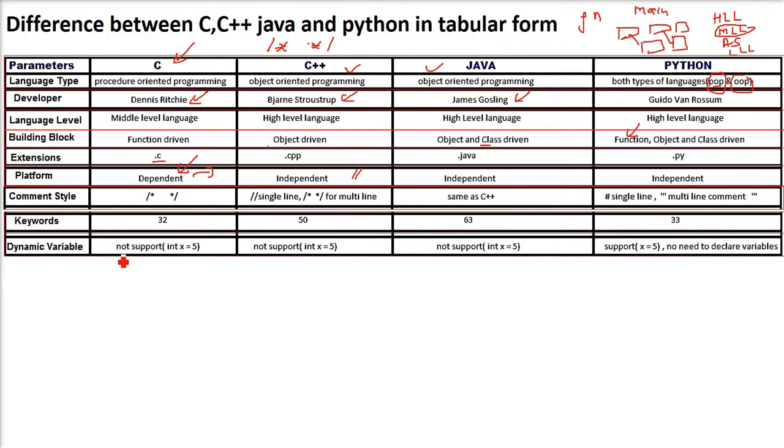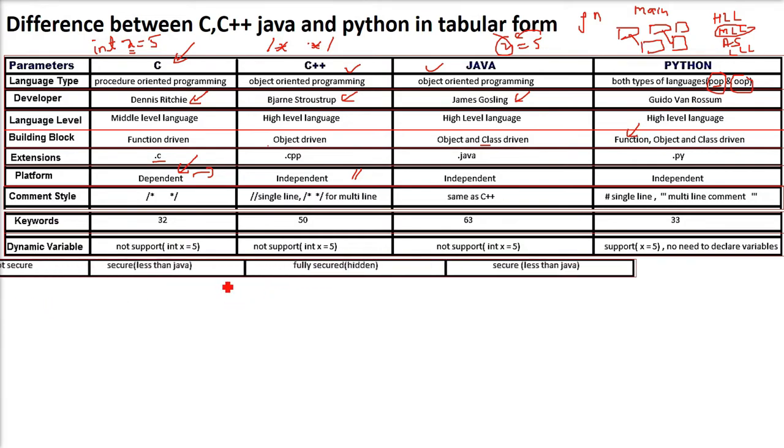Dynamic variables are not supported in C, C++, or Java, but in Python, dynamic typing is supported. What does it mean? It means that in C, when you want x equals 5, you cannot just do that. You have to tell the compiler it is int x, then only you can say x equals 5. Same with C++ and Java. But in Python, you don't have to give int. You just say x equals 5. Python will automatically take whatever value is assigned to it.